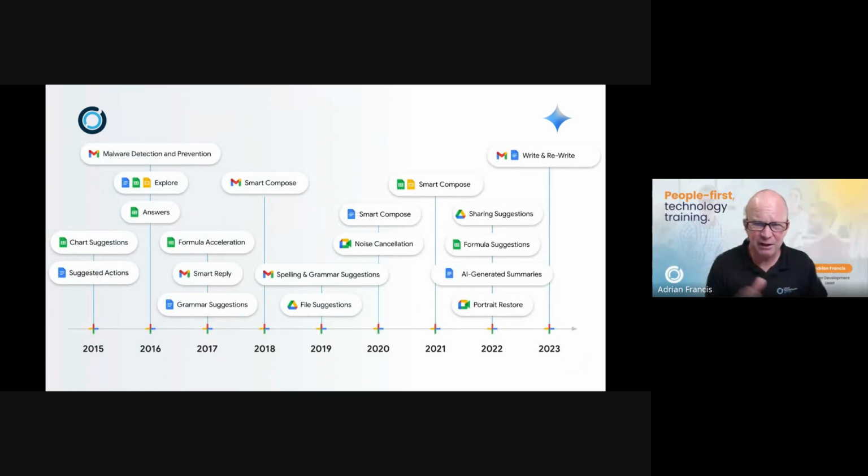In the Google space, you've got all this stuff that's been sitting there for a long time, and inside the back end of these things, AI has been floating around for ages. Stuff like spell check has got an AI application attached to it. The idea of being able to do portrait restore in Google Meet, where you make yourself look prettier, has to do with AI as well.